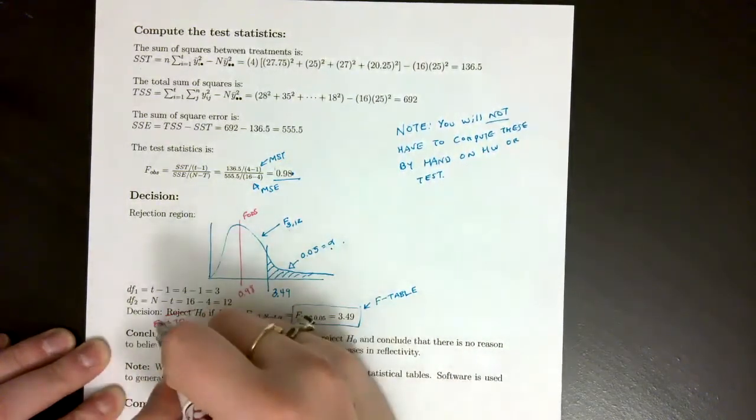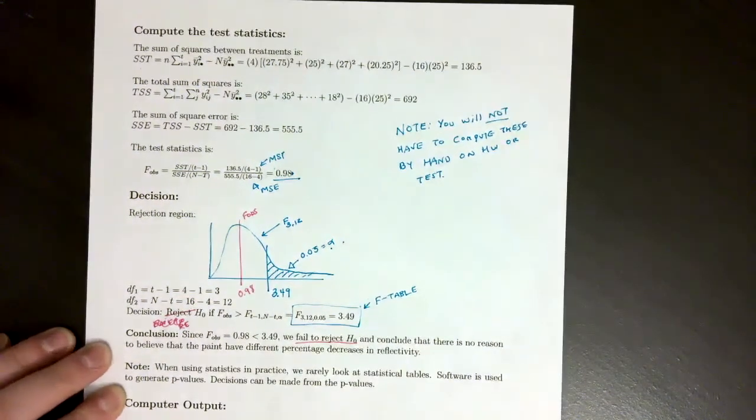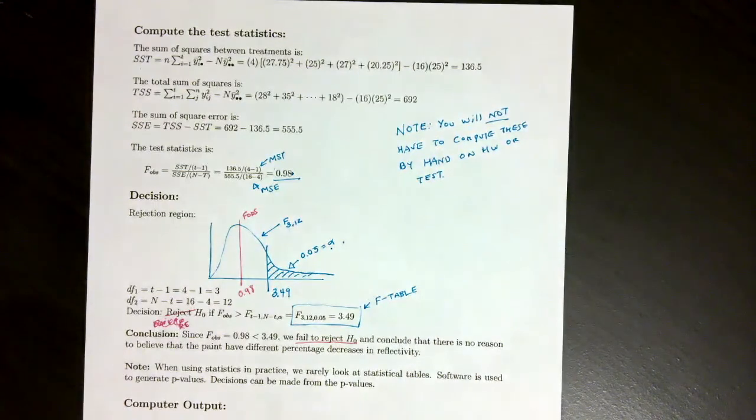Don't worry about that. Your decision: you will reject H naught if your F observed is greater than this. Since it's not, we fail to reject H naught and conclude that there is no reason to believe that the paints have different percentage decrease in reflectivity.